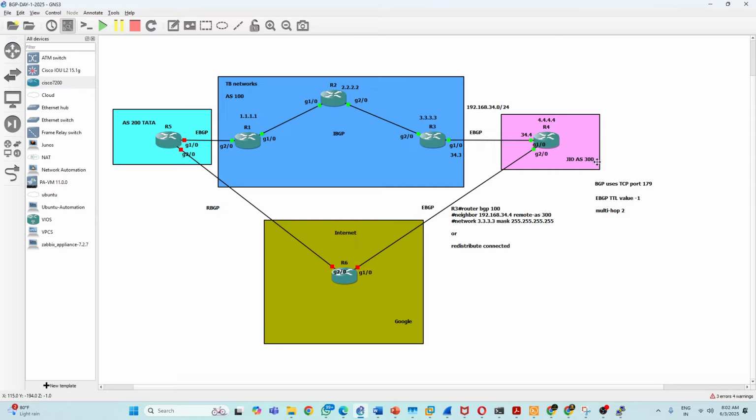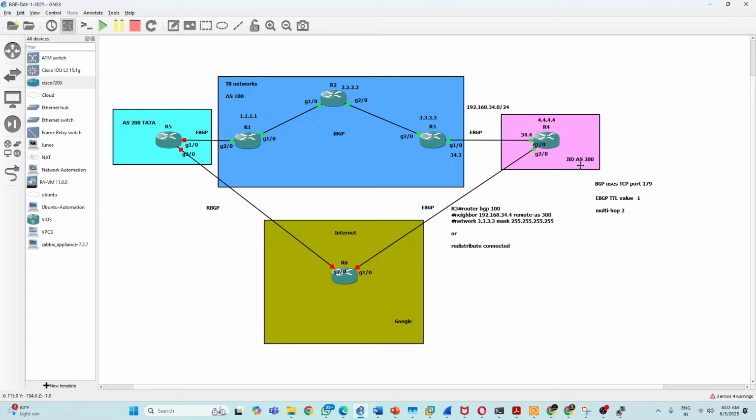For EBGP indirect peers, there are two things in BGP: direct neighborship and indirect neighborship. Direct means they already have reachability, so you will establish a neighborship. For indirect, you don't have reachability. To get reachability, you use any internal routing protocol, either static or IGP.